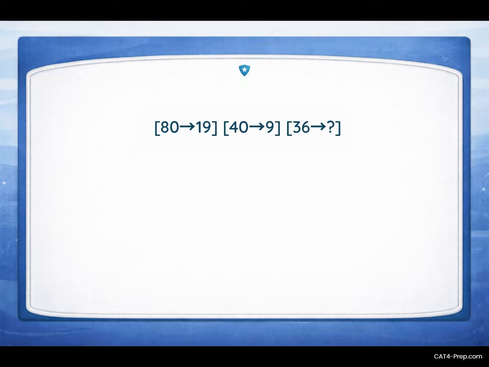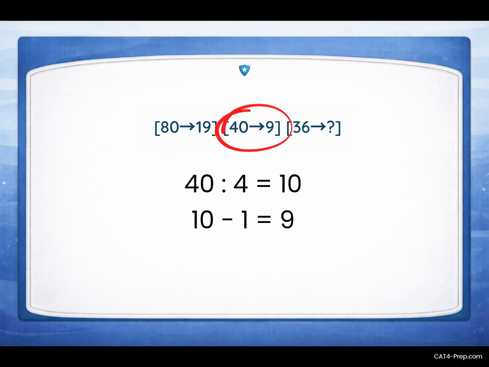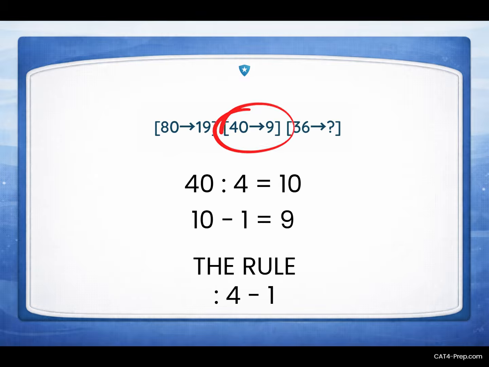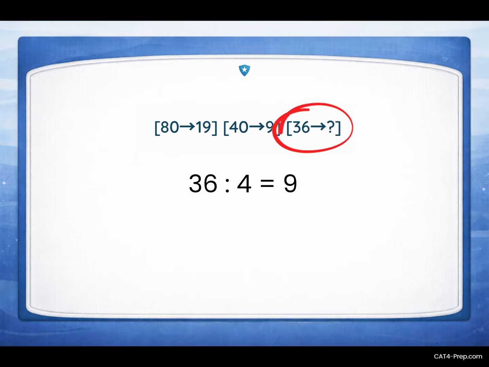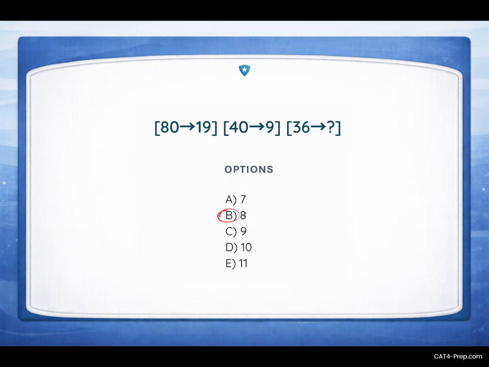Step 2. Check the rule with the second pair. Take 40. Divide by 4. 40 divided by 4 is 10. Now subtract 1. 10 minus 1 is 9. Good. The same rule works again. Step 3. Use the same rule for the last number. Take 36. Divide by 4. 36 divided by 4 is 9. Now subtract 1. 9 minus 1 is 8. So the missing number is 8. That means option B is correct.